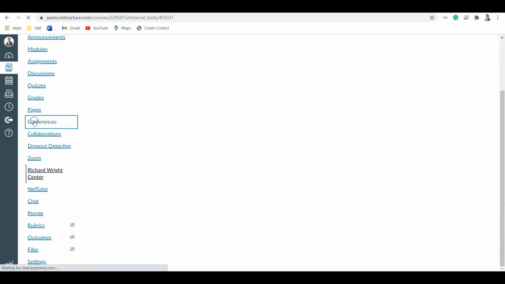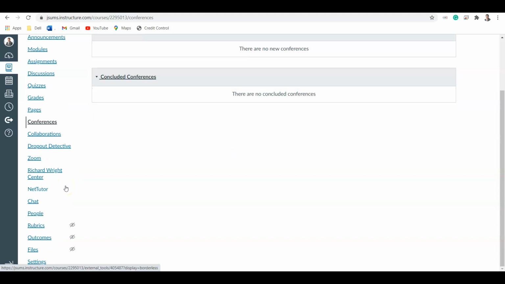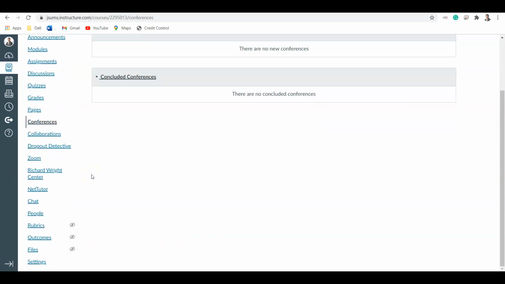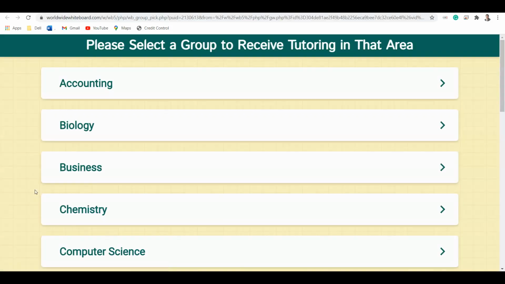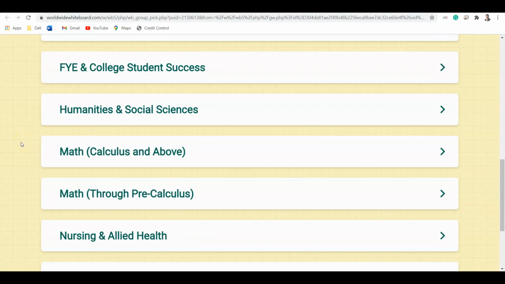And remember the conferences. This is where we can do meetings and talk about the work and questions and everything else. I should create one that says virtual office hours, so I'll definitely do that. I think you would get an option to use this NetTutor. Now, for most of what is here, you probably don't get it.